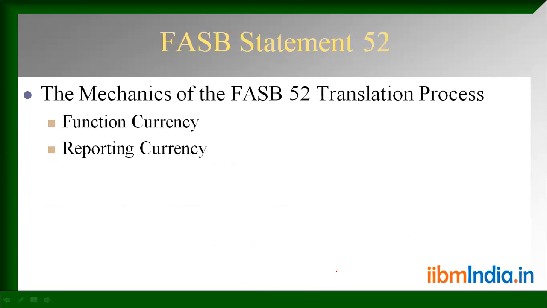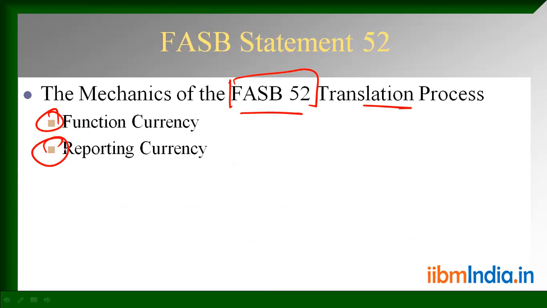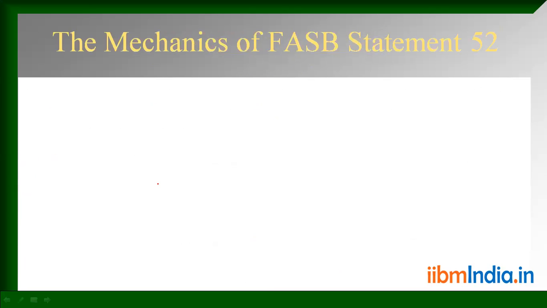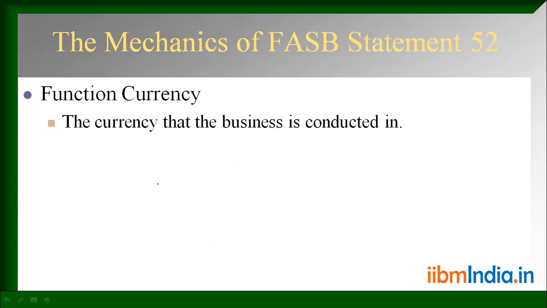We'll talk about FASB Statement 52. The mechanics of FASB Statement 52 are all about the translation process, functional currency, and reporting currency, along with highly inflationary economies where the inflation rate is very high, like Zimbabwe, Venezuela, or some parts of South Africa. Functional currency is the currency in which business is conducted. Suppose in India the functional currency is Indian rupees, INR.